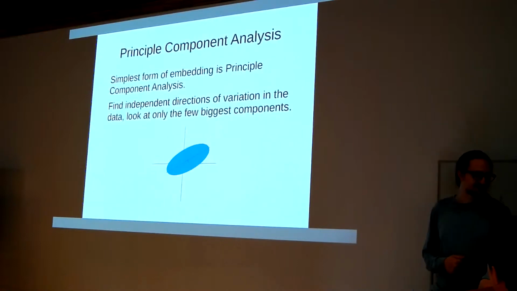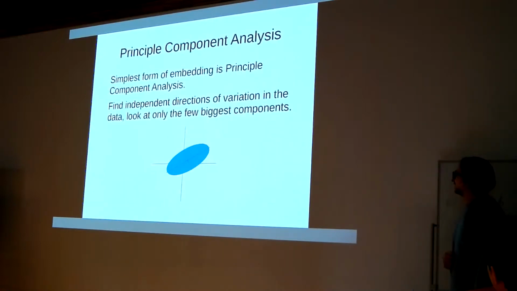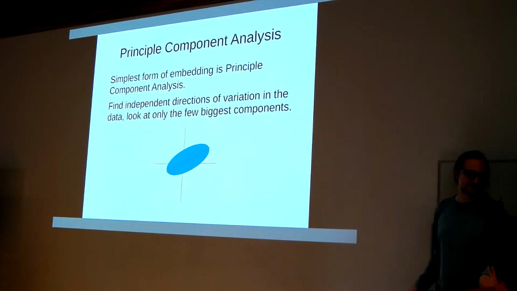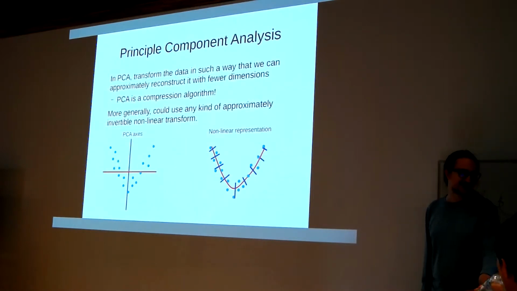So PCA basically looks at the data and finds the directions of variation and tries to find the axes such that those variations are independent from each other, at least linearly. And then you can just take the biggest components. I'm going to go through this very quickly since we're going to be good about it.